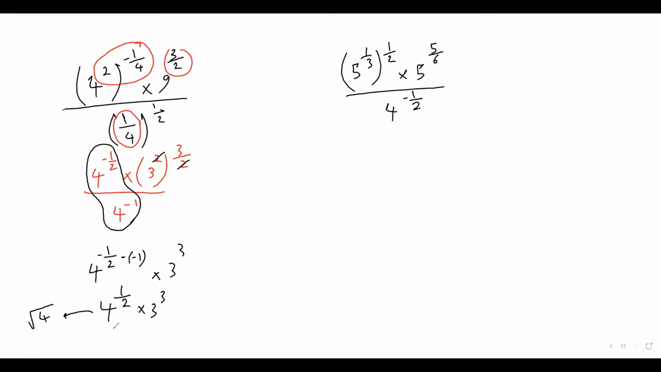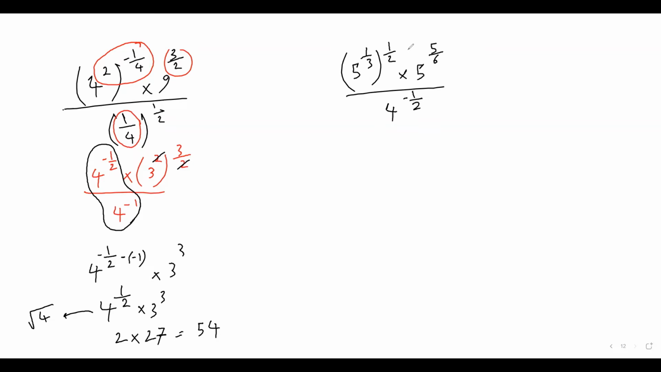So the square root of 4 is 2. 3 to the power of 3 is 27. And the answer is 54. As simple as that. You can solve it without using a calculator. So by now you should have done the second one. Maybe you can pause the video and try it yourself.